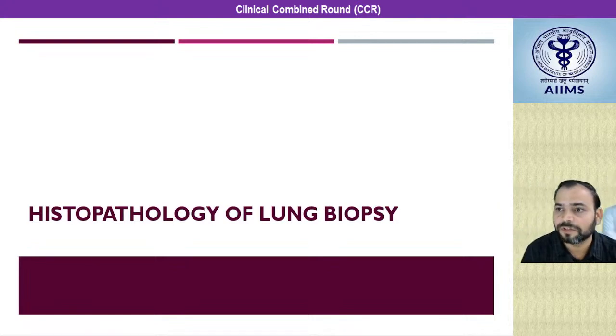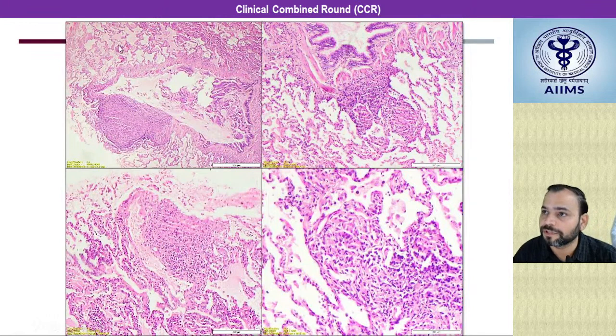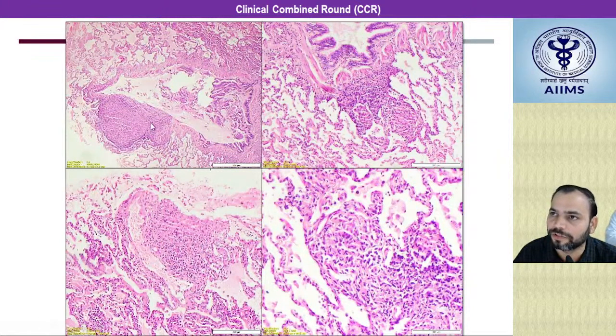Good afternoon. This was the transbronchial lung biopsy. We can appreciate multiple non-necrotizing epithelioid cell granulomas, tiny epithelioid cell granulomas. This is the normal lung parenchyma, and these are the non-necrotizing granulomas. This is the peribronchial epithelioid cell granulomas. This is the interstitial epithelioid cell, tiny epithelioid cell granulomas, and this is perivascular epithelioid cell granulomas. So mostly multiple granulomas were seen, non-necrotizing type.